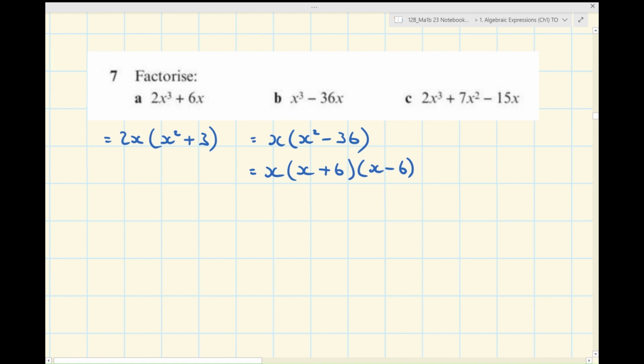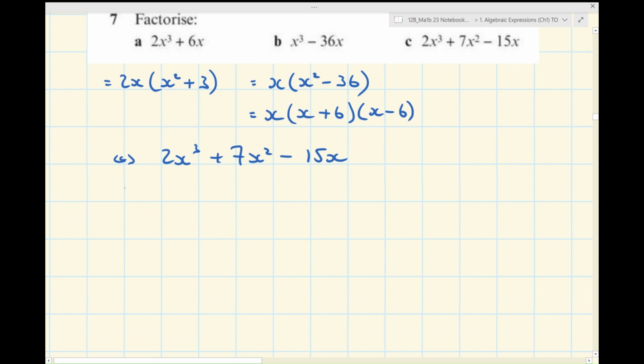Okay, now let's look at part C. I'm going to write it down here. 2x cubed plus 7x squared minus 15x. Well, just in writing it down, I can see I can take out a common factor of x. Leaves me with 2x squared plus 7x minus 15. So now I'm looking to see if I can factorise that any further.